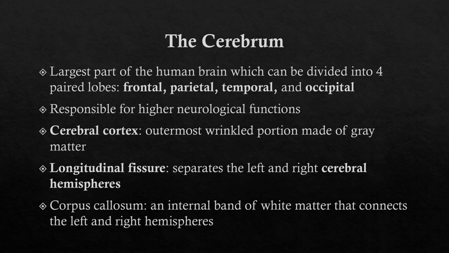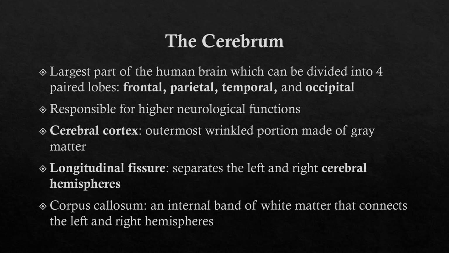The cerebrum is the largest part of the human brain that can be divided into 4 different lobes: frontal, parietal, temporal, and occipital. This region of the brain is responsible for many of the higher neurological functions such as memory, emotion, and consciousness. The cerebral cortex is the outermost portion of the cerebrum, and it is composed of gray matter. The rest of the cerebrum can be found beneath this covering.